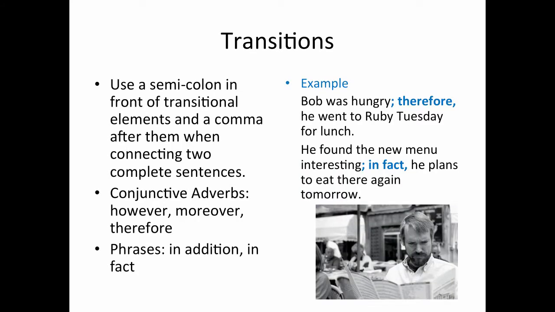Transitions. Use a semicolon in front of transitional elements and a comma after them when connecting two complete sentences. Conjunctive adverbs such as however, moreover, and therefore are transitional elements. Phrases such as in addition and in fact are also transitional elements. What does that mean, that these are transitional elements? Well, it means that they help give us a transition from one idea to the next. They help us understand why the idea being put forth in a particular sentence comes after the one that came before it.